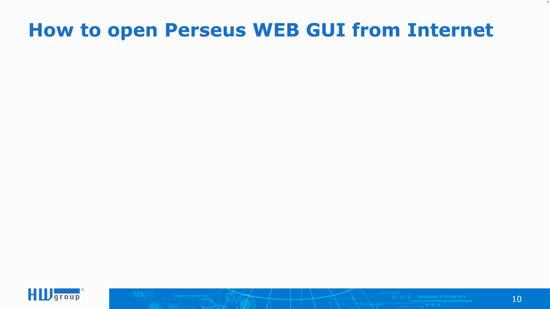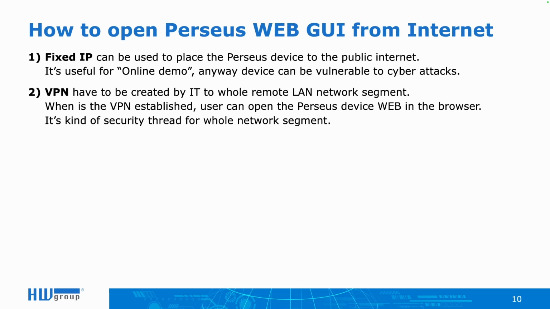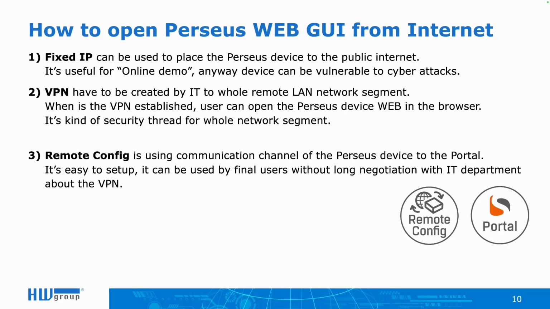Let's look at other options for accessing the Perseus web GUI from the Internet. Devices can use a fixed IP address to be visible to the entire Internet, but this is not recommended for Perseus. The device would be immediately vulnerable to bot attacks, making it insecure. A secure alternative is accessing the LAN via a VPN, but this requires complex configuration and coordination with the IT department. Remote config, however, leverages the connection between Perseus and the portal. It is a completely secure method for remote configuration and does not require a complicated setup.